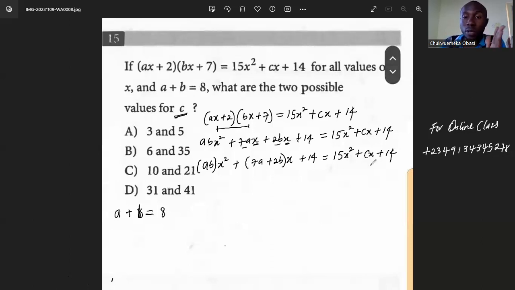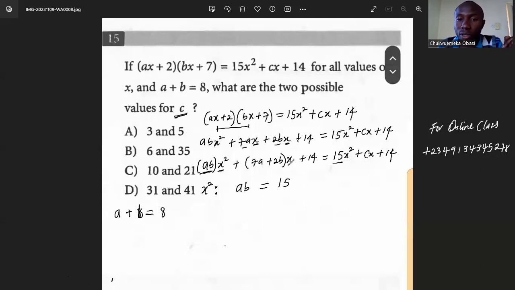All right, now this is where we need to equate the coefficients. You can see on the left-hand side we have the x squared, the x, and the constant. Here we also have the x squared, the x, and the constant, so we can easily equate the coefficients. For the x squared term, what's the coefficient of x squared on the left-hand side? We got ab. And that will be equal to the coefficient of x squared on the right-hand side, which is 15. So ab is 15. That's easy.